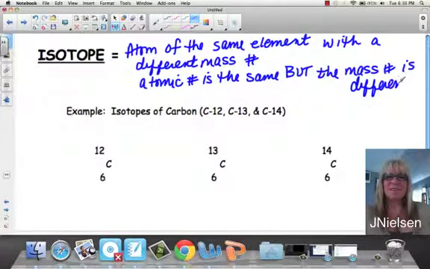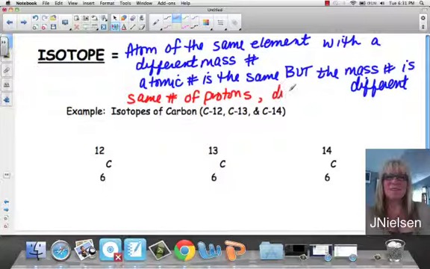To take that one step further and put it in layman's terms, same number of protons, different number of neutrons. Because we know that the mass number is made up of the protons and the neutrons. So if the atomic number, which is our protons, is staying the same, then the only thing that could be changing is the neutrons.